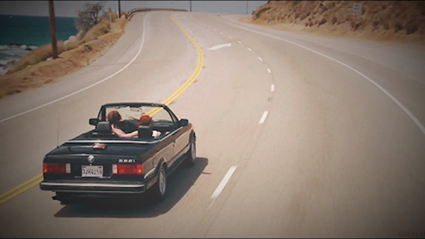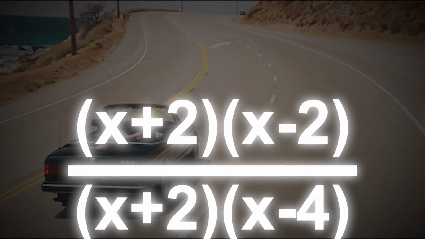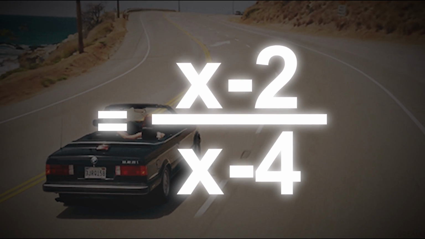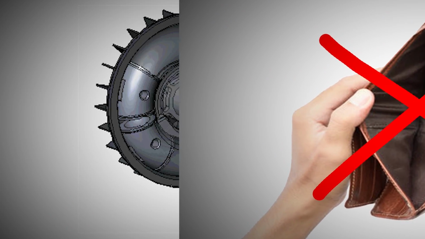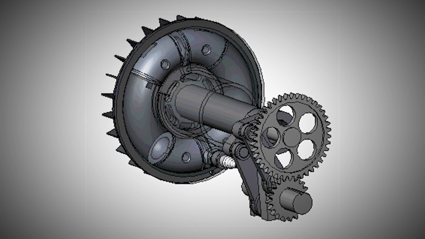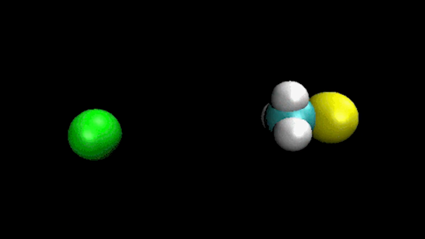Think of planning a road trip with friends, where you need to divide expenses fairly. Rational expressions help us to divide the cost equally, ensuring everyone contributes their fair share without overspending. Similarly, in engineering and science, rational expressions are used in the design of bridges, circuits, and even chemical reactions.